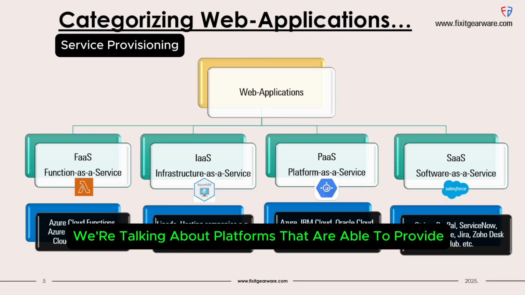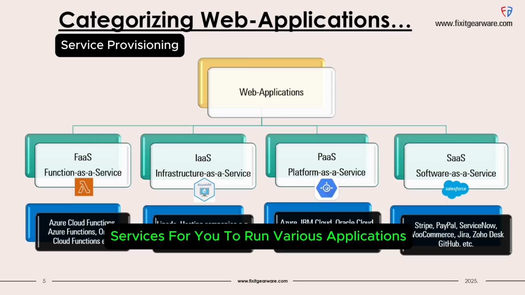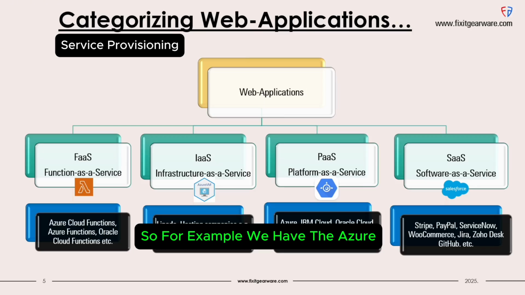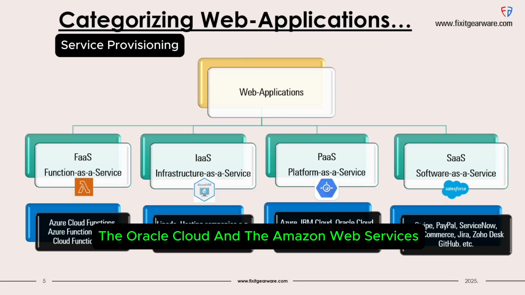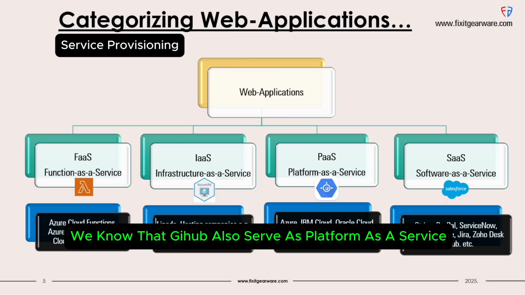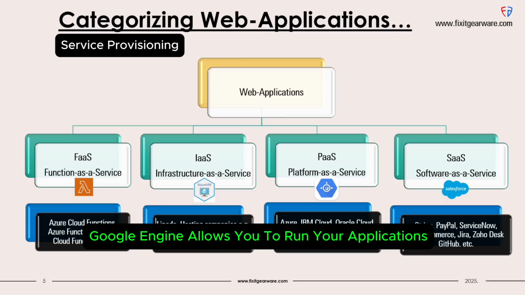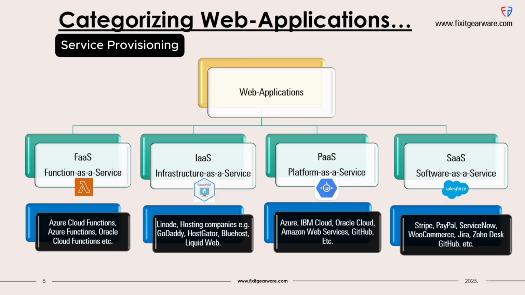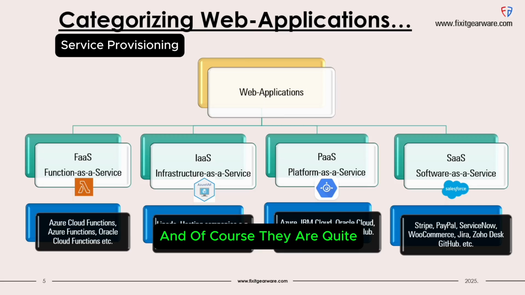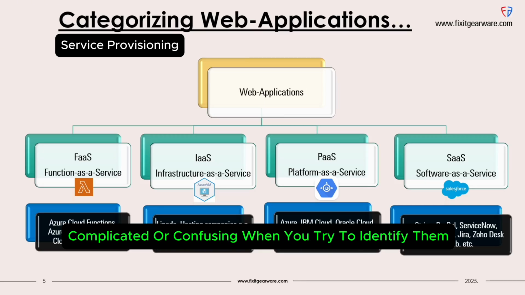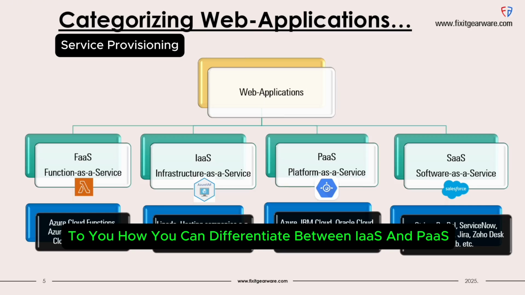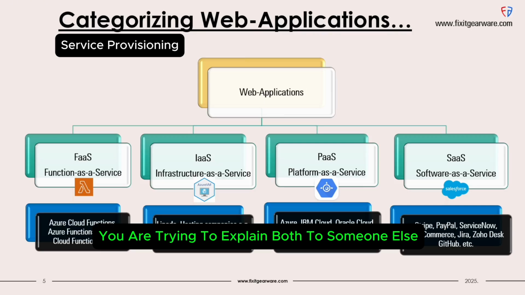Now, on Platform as a Service, we're talking about platforms that provide services for you to run various applications. For example, we have Azure, IBM Cloud, Oracle Cloud, and Amazon Web Services. And of course, we know that GitHub also serves as Platform as a Service. How can you identify a Platform as a Service? For example, Google App Engine allows you to run your web applications on it. So basically, they provide services that let you use their platform, but not like IaaS. When you talk about infrastructure and platform, these are two different things, and they are quite complicated or confusing when you try to identify them. But in the next chapter, we'll explain how you can differentiate between IaaS and PaaS so that you do not get confused each time you try to explain both to someone else.